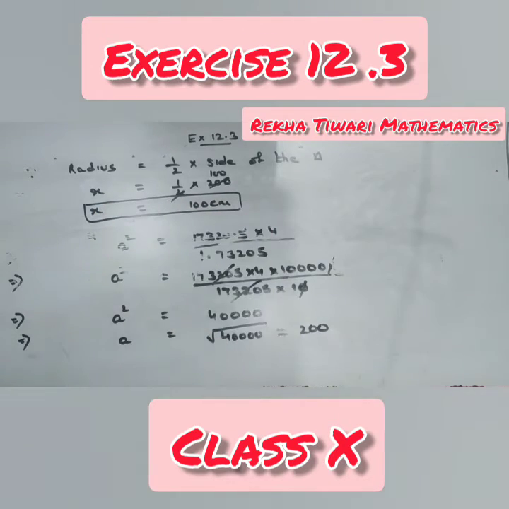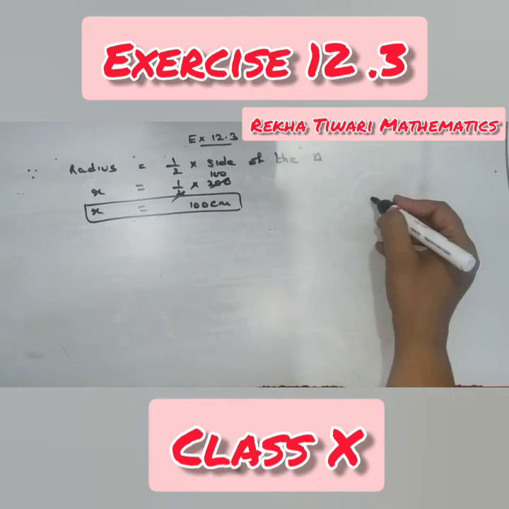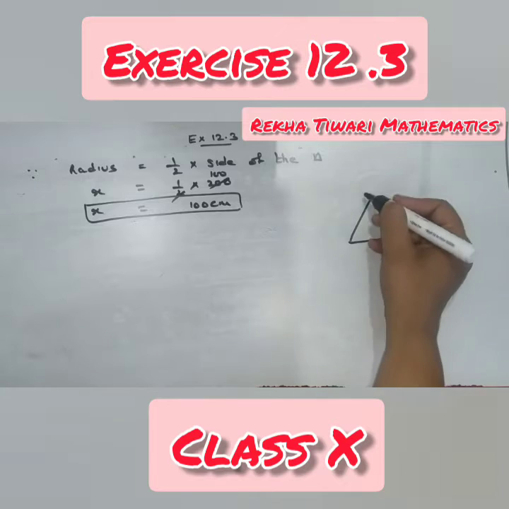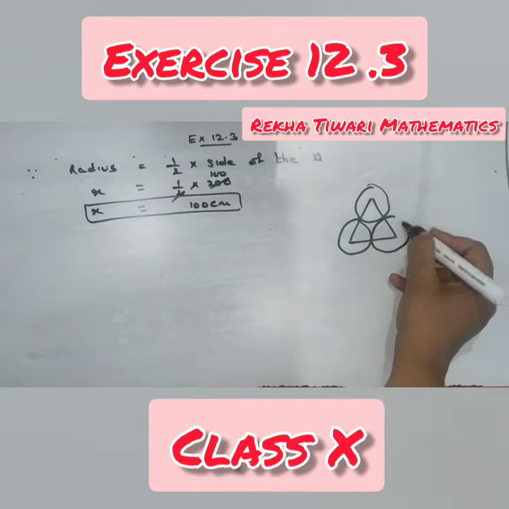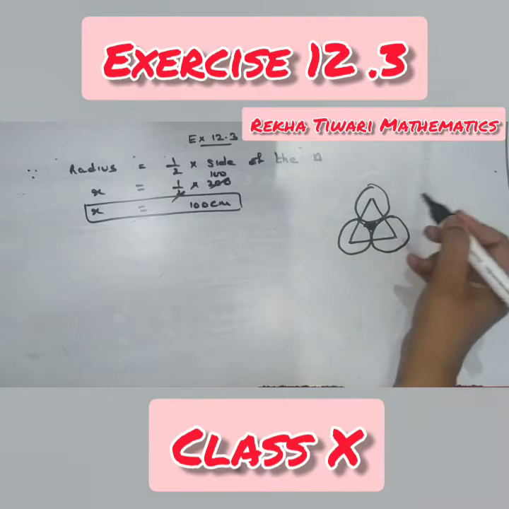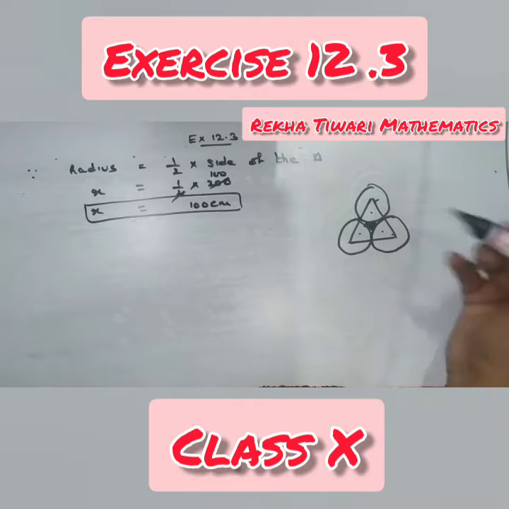Okay, now you are having the radius of the circle also. Now you have to find out the area of the shaded region. See, this is the figure, 3 circles, and you have to find out the shaded region. So how to get the shaded region? Area of triangle minus area of 3 sectors.